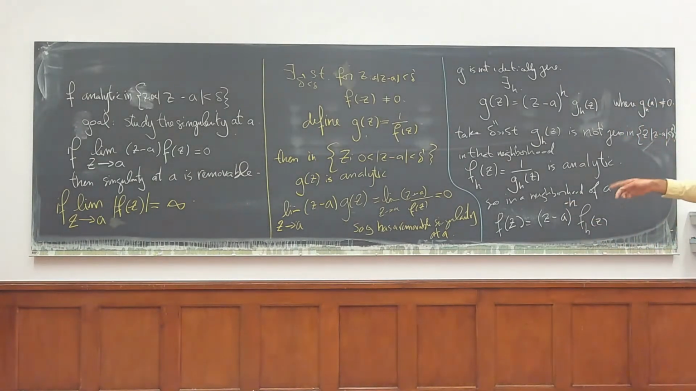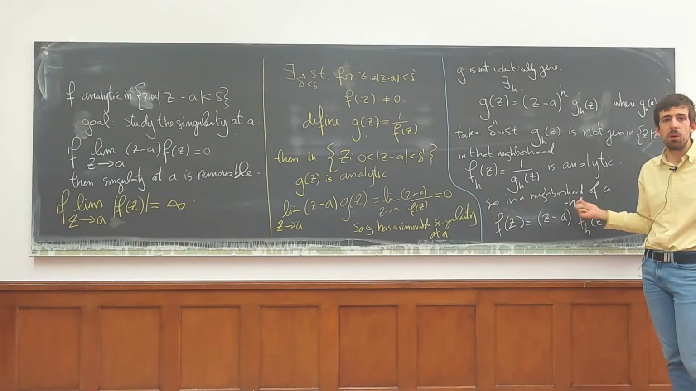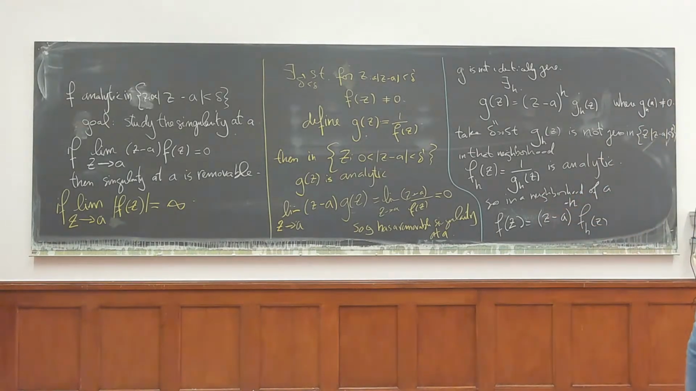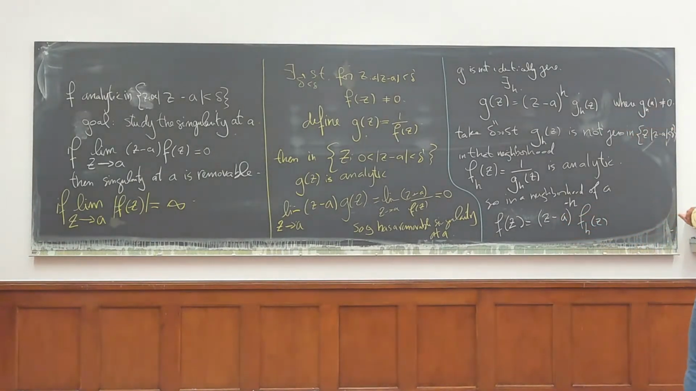So if f of z tends to infinity, it must tend at a certain order, just like if it was a 0. And all we had to do was to do the exact same thing on 1 over the function. And so we say that a is a pole of order h of f.